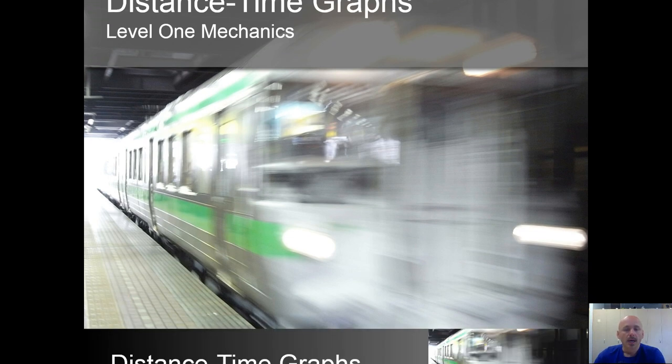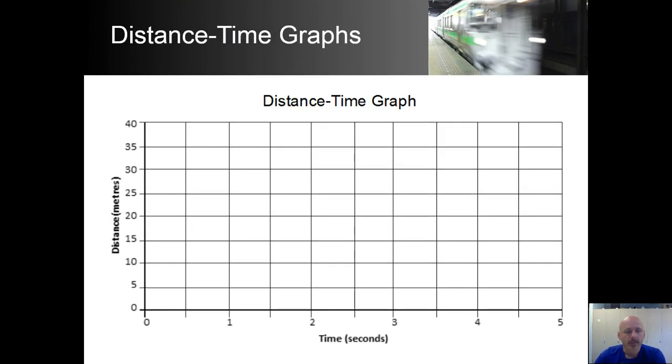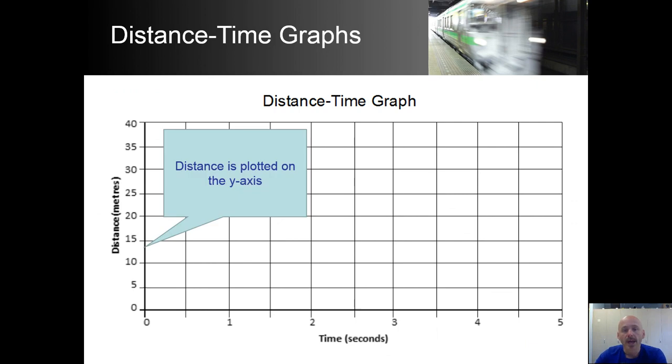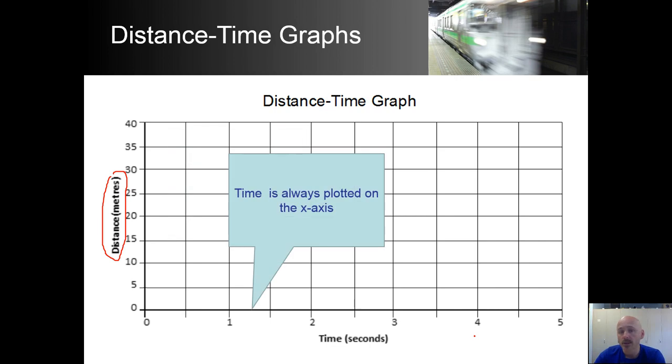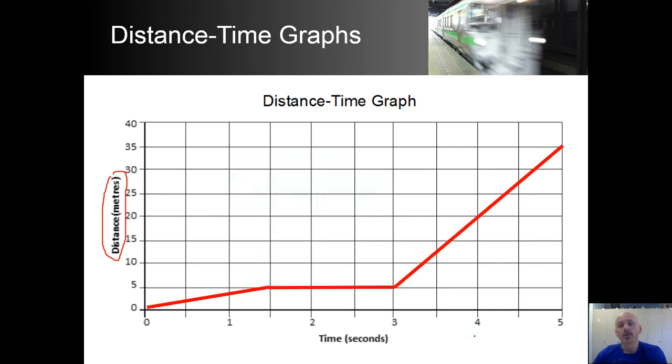Distance time graphs are set up like this. On the y-axis we have the distance, and on the x-axis, the horizontal axis, we have time. Now I'm going to draw a few lines on this distance time graph and we'll have a look at it.